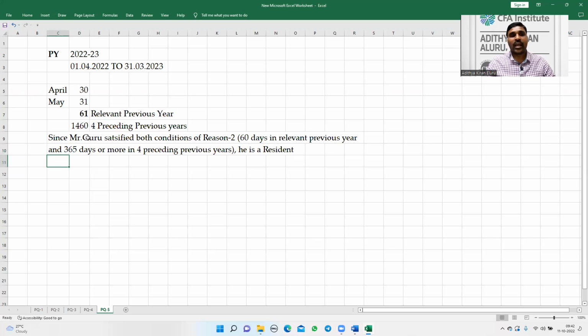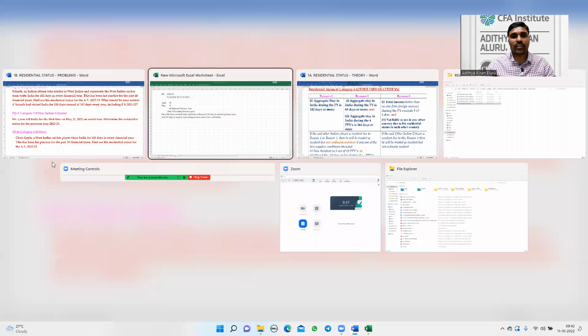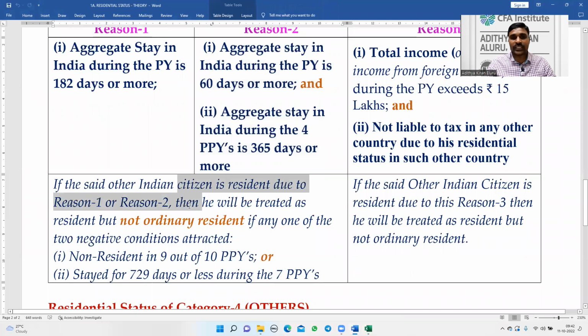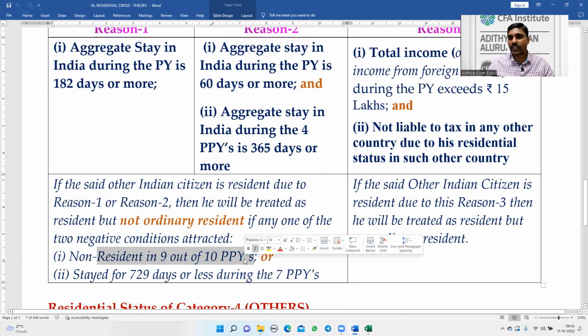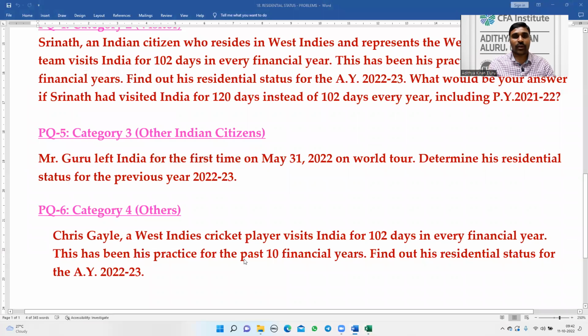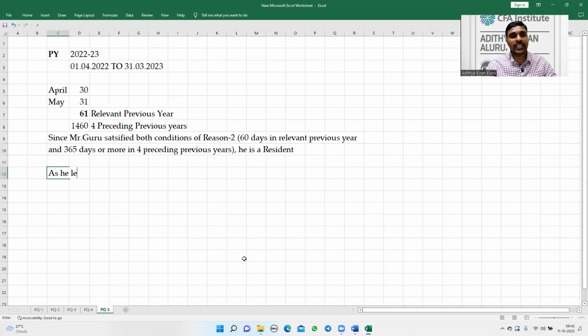Now we have to check whether he satisfied any one of these 2 negative conditions. First, whether he is a non-resident in 9 out of 10 previous years. No. This negative condition is not satisfied because he left India for the first time. He is a resident in all the 10 preceding previous years.